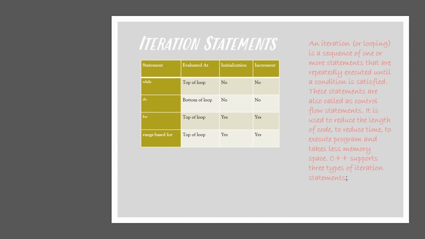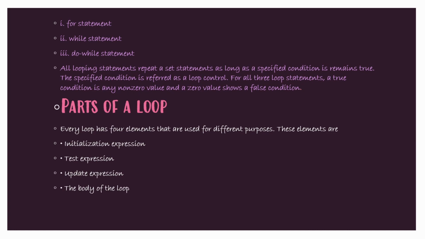So in C++, we have three types of iteration statements, as you can see in the box. You have to note down the box. It will be very easy for you to understand once you note it down. The first one is the for statement, the second one is while, and the third one is do while.